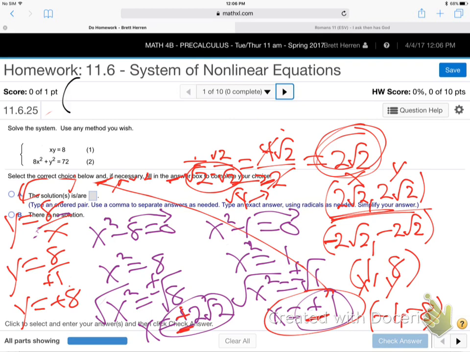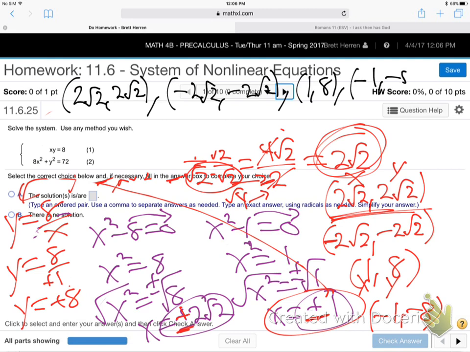They want you to type in 2 root 2, comma, 2 root 2, comma, negative 2 root 2, comma, negative, oops, I'm having trouble writing it. 2 root 2, comma, what was the other one? 1, comma, 8, comma, negative 1, negative 8. There it is. All of that is typed in as your answer. Commas between those 4 points.